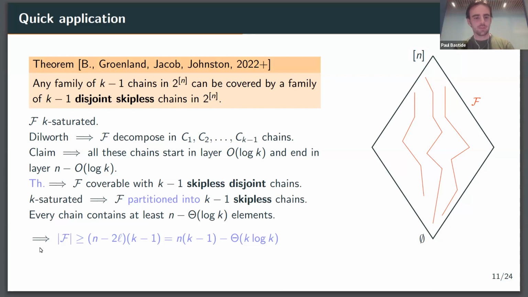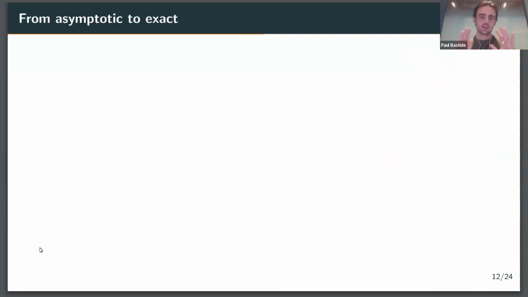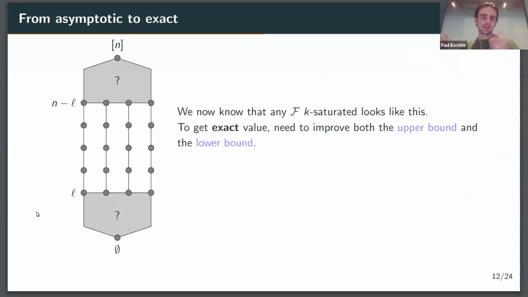But we didn't stop here, and we tried to get the exact value now, not just this asymptotic with a function of k. Let's try to get the exact value of the k saturation number. So what do we know for now? We know the family needs to look like this, which means that in the middle layers we have a bunch of disjoint skipless chains, nicely fitting. For the top and the bottom layers, we're not sure. We have this example where we just continue the chain to be skipless, but we know that this is not always tight, for example for k equals 6.